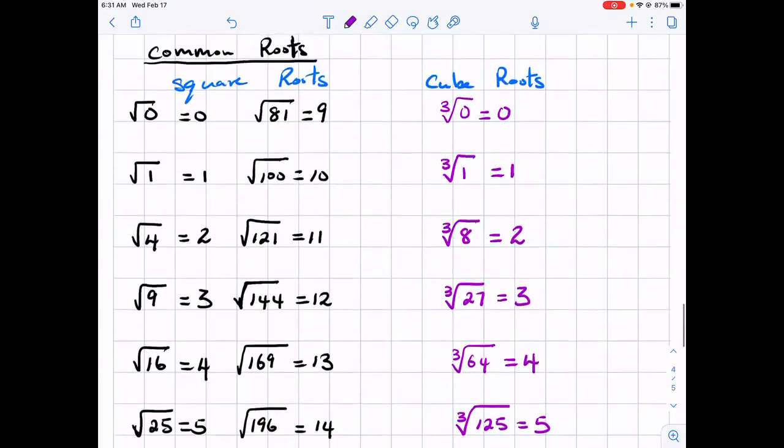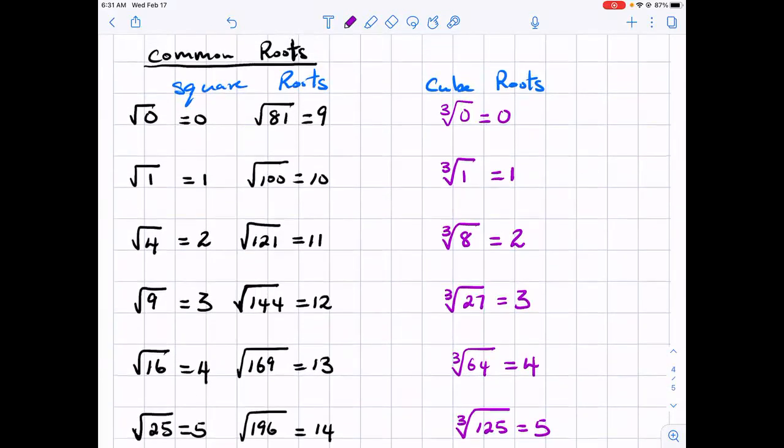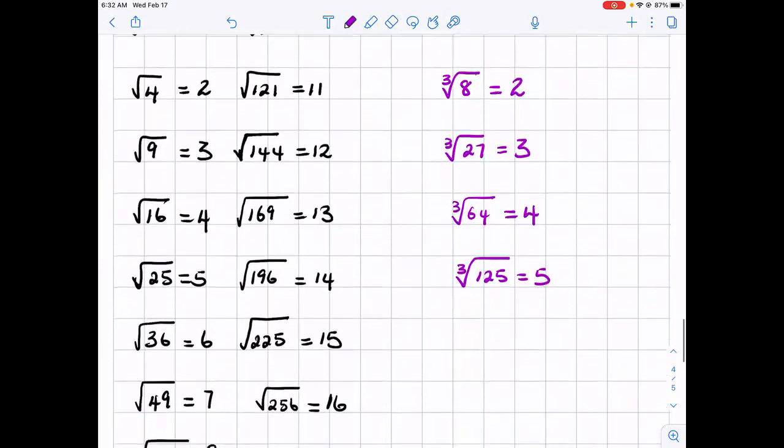We also have fourth roots. The fourth root of 0 is 0. The fourth root of 1 is 1. The fourth root of 16 is 2. The fourth root of 81 is 3. So there are fourth roots out there also.